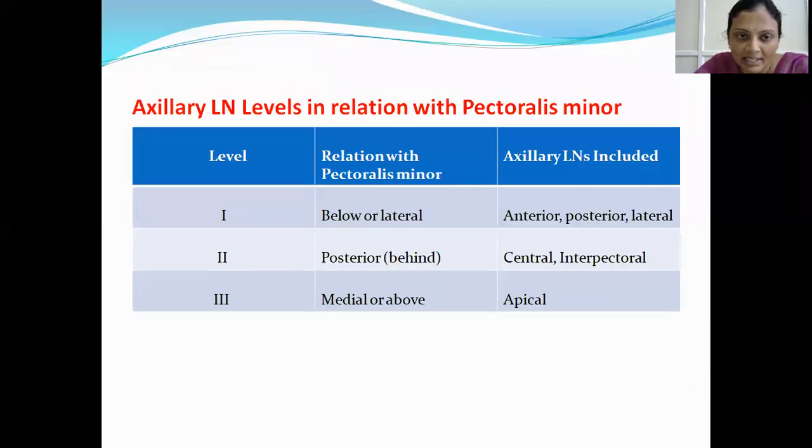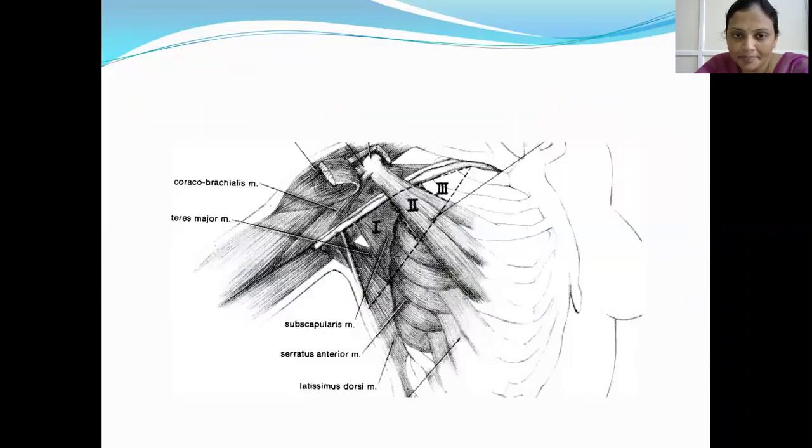So, axillary lymph node levels in relation to the pectoralis minor are divided into level 1, 2, and 3. Level 1 is in relation with the pectoralis major, below and lateral; level 2 is posterior, behind the pectoralis minor; level 3 is medial and above the pectoralis minor. This is the diagrammatic representation. 1 is lateral, behind is 2, medial is 3.